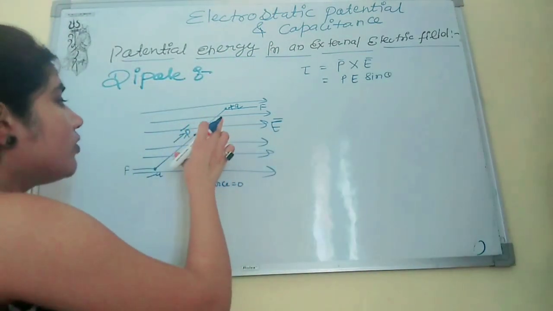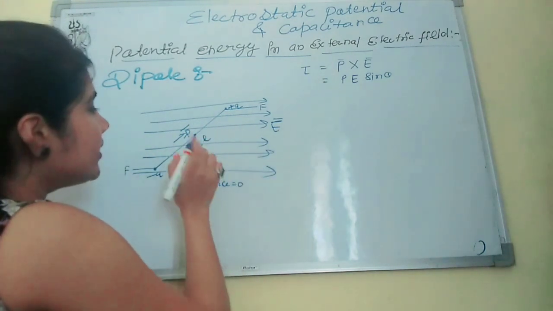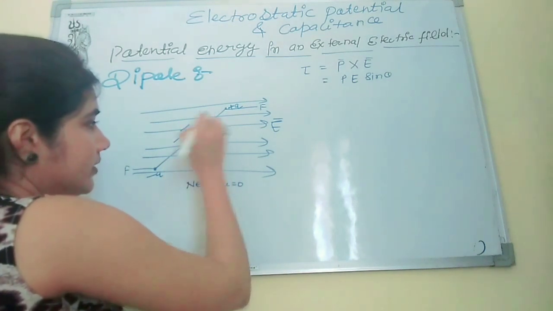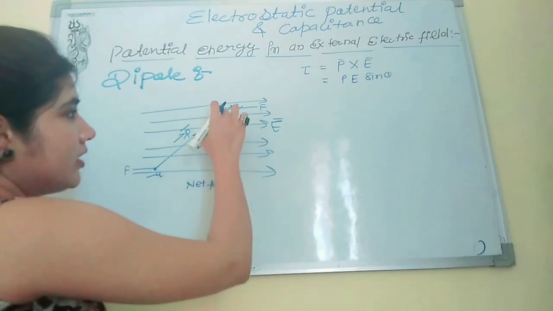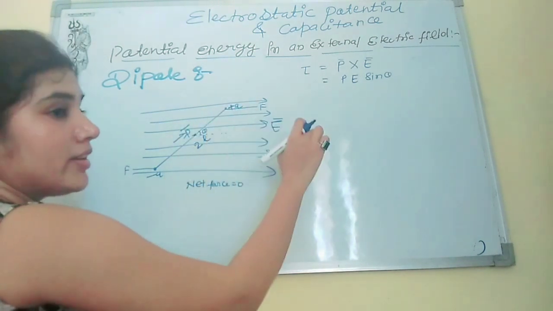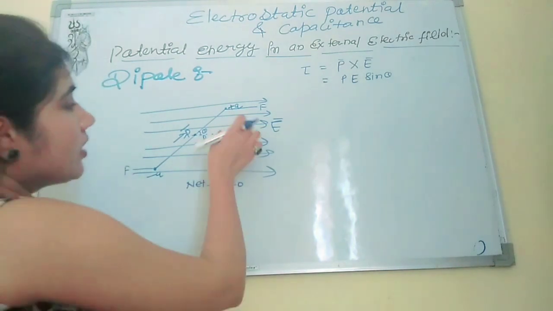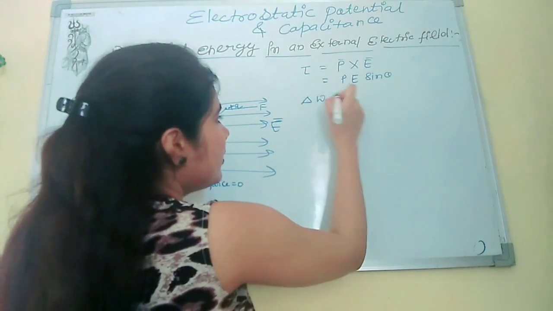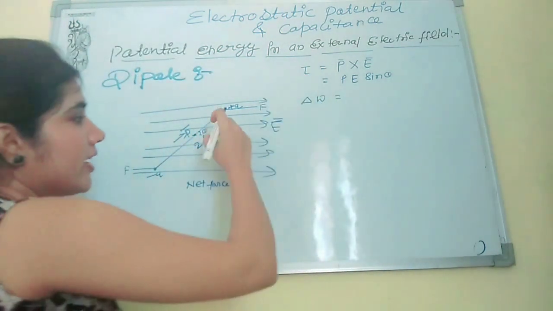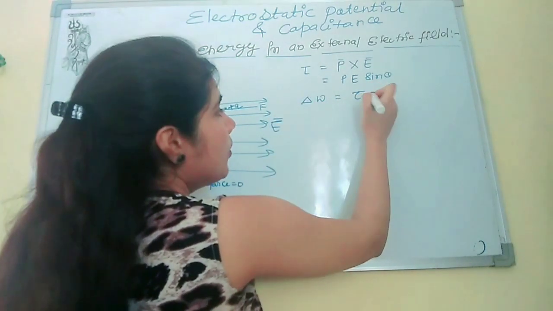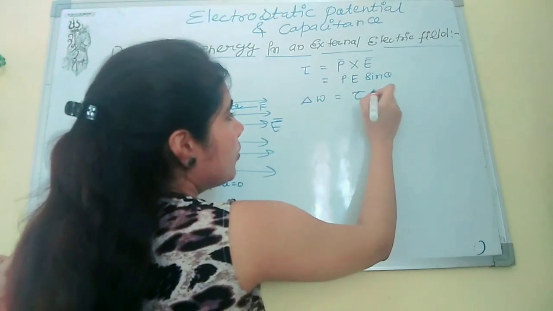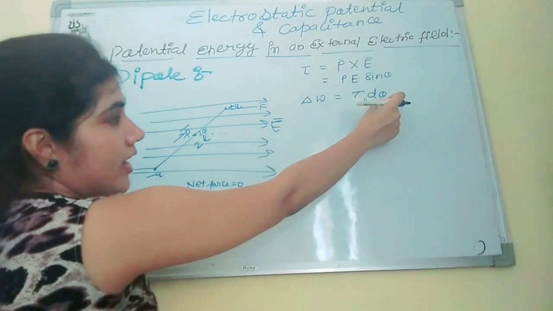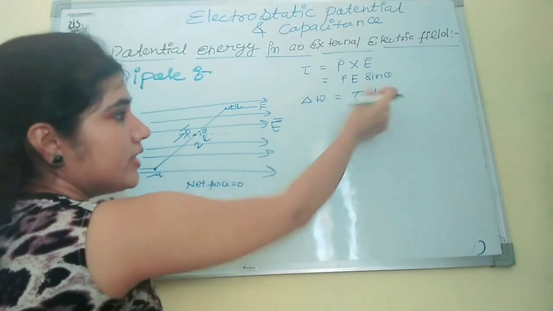Now to find the work done here, we simply find the small work done. Suppose this is the angle theta, which defines the direction of the dipole relative to the direction of the electric field. Now a small work done because of this we mark as dW. It is against the field, so that is tau times d theta, because if we take a small work then the change in angle is also small, that is d theta.